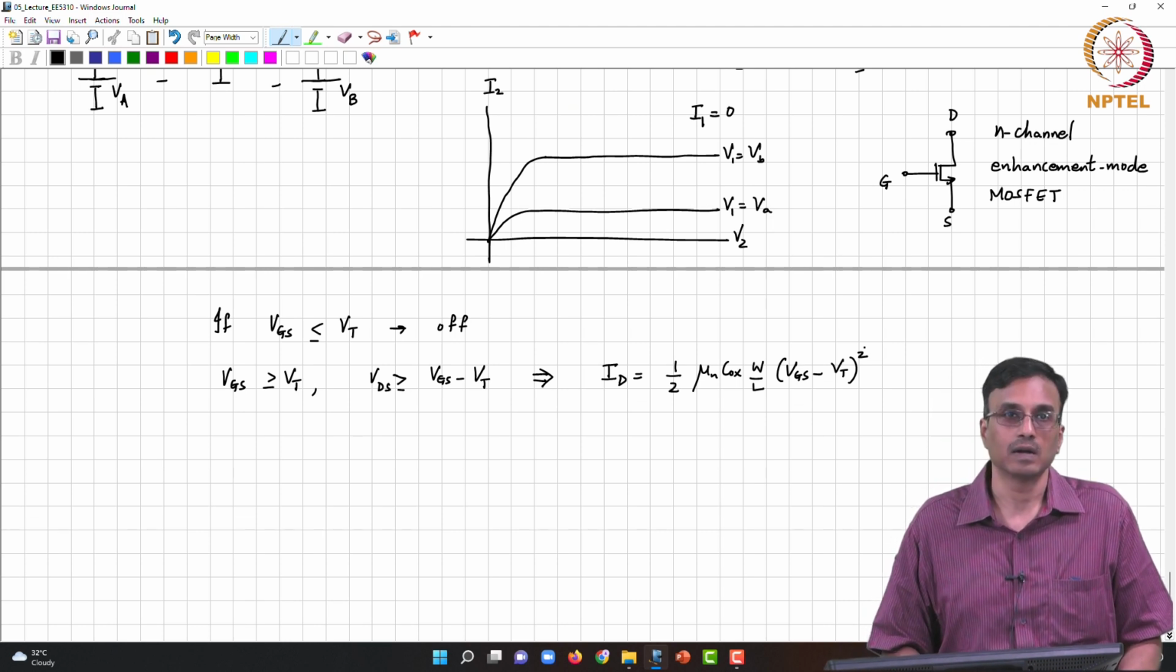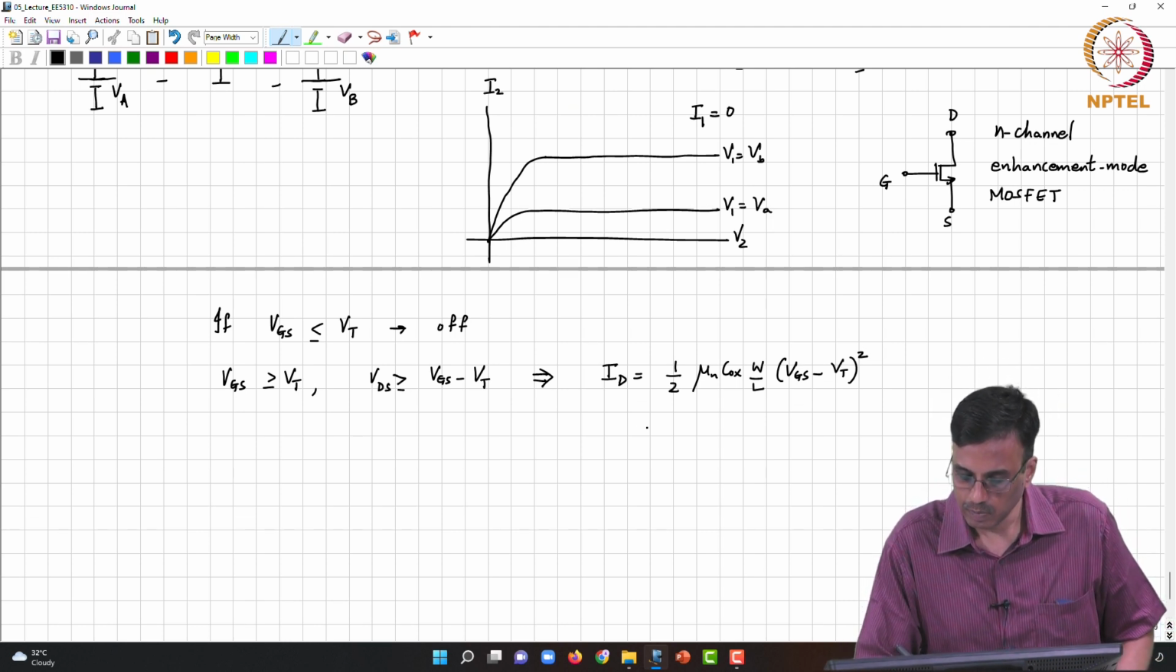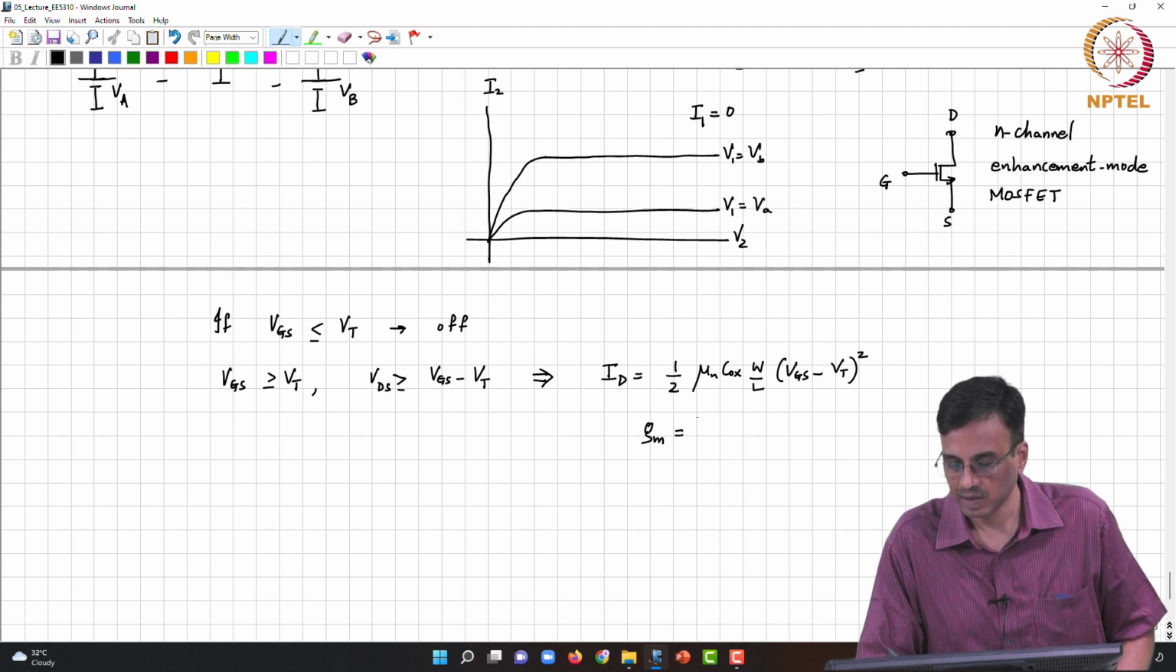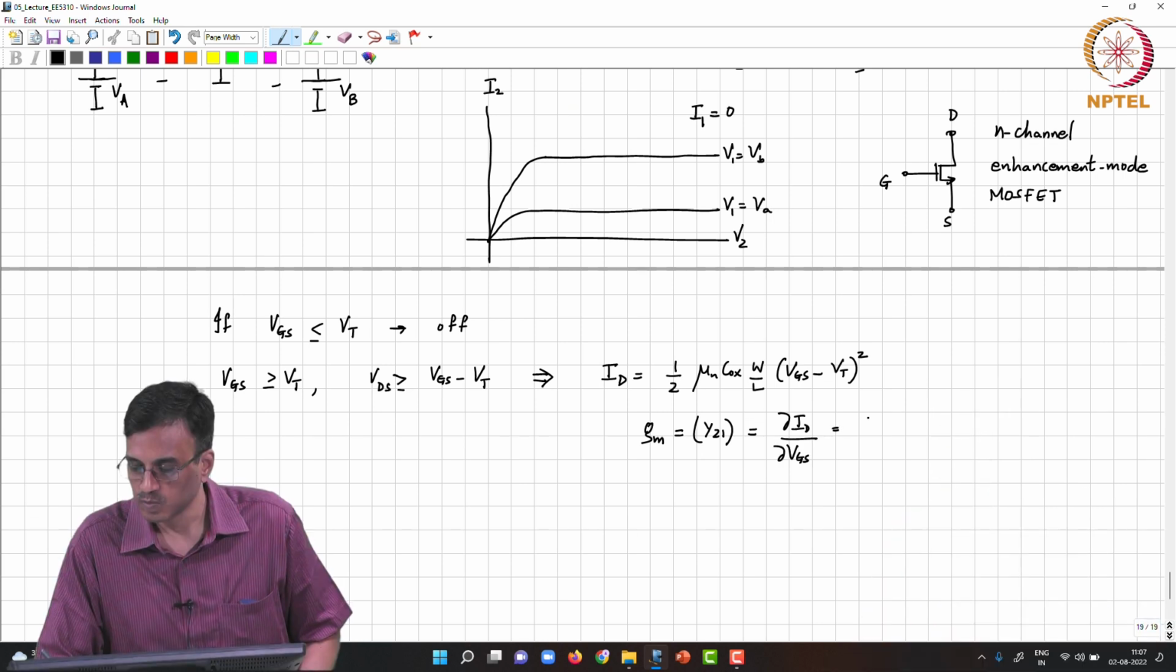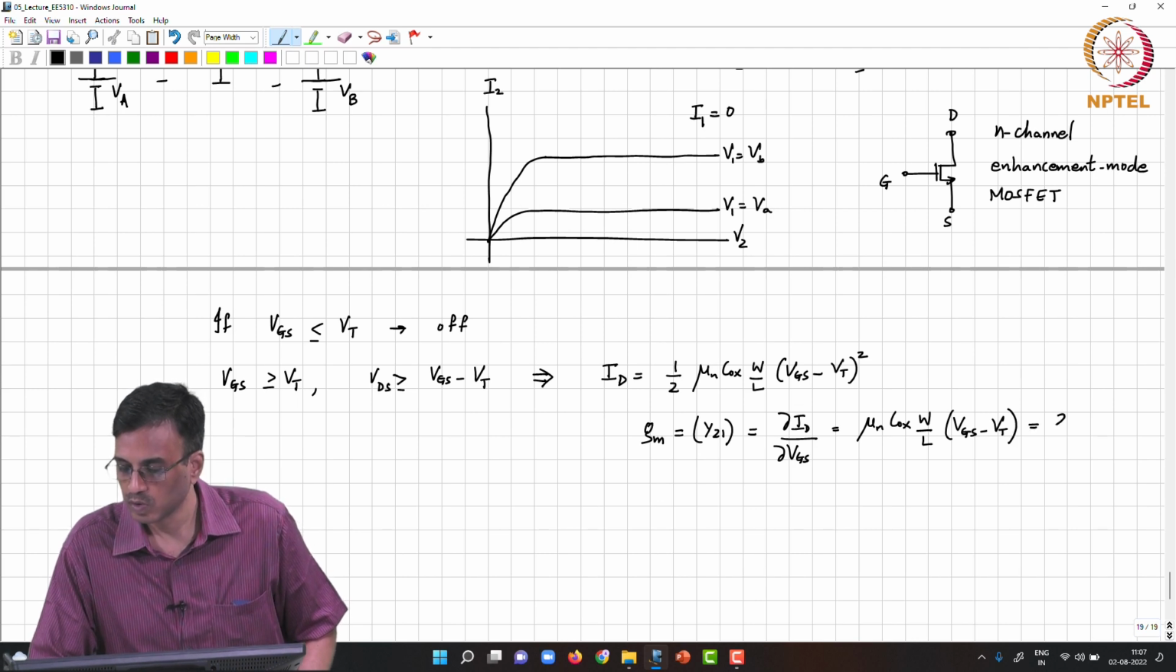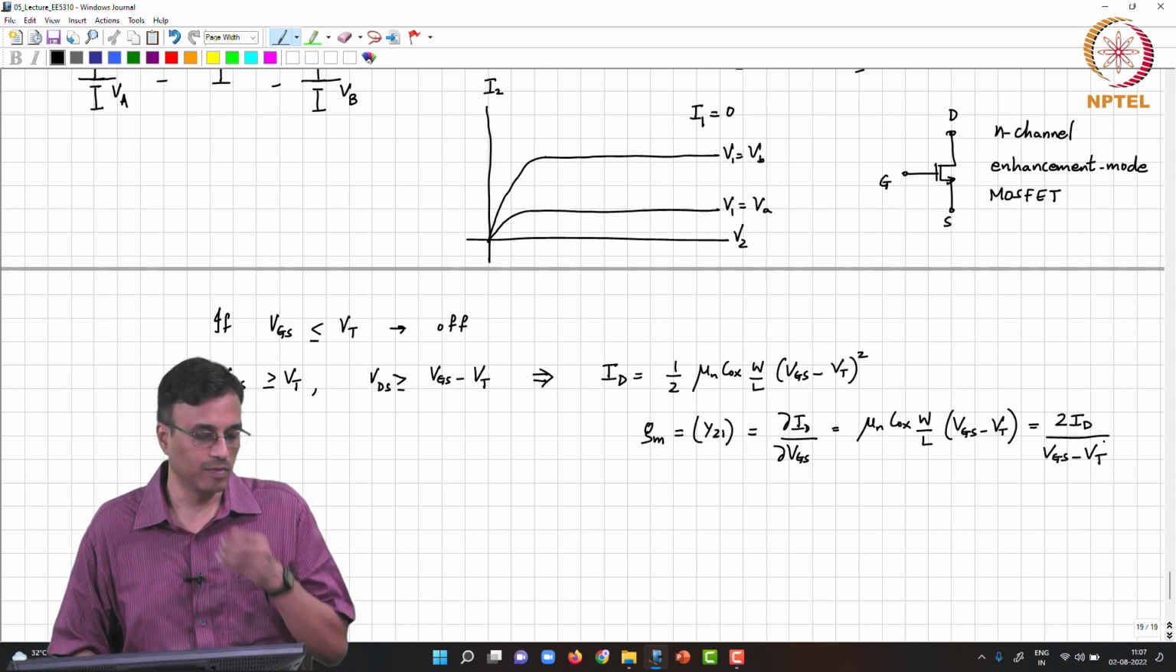Consequently, the gm can be written in multiple ways. The transconductance, which is the proxy for Y21, is nothing but dou ID by dou VGS, which is mu n Cox W by L times VGS minus VT, which is also equivalent to saying it is 2 ID by VGS minus VT, and there is yet another form.